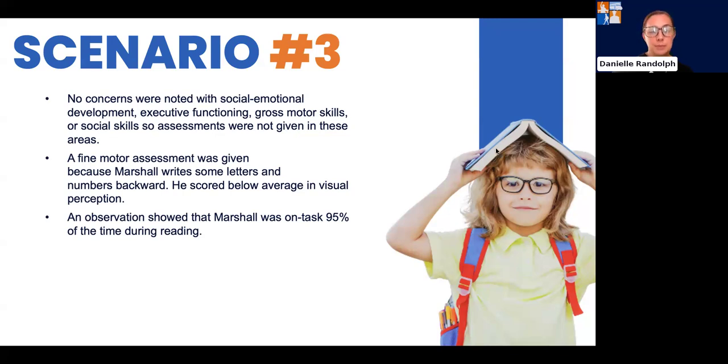There was a fine motor assessment that was done because he does still write some of his letters and numbers backward. That's honestly considered typical until I want to say third grade, I think. So it's not atypical for him at this age, but they still wanted to assess it to see what was going on, and he did score below average in visual perception. So how his eyes sort of perceive and take in information. And an observation showed that he was on task 95% of the time. So really no concerns with off-taskness or any ADHD or anything like that.